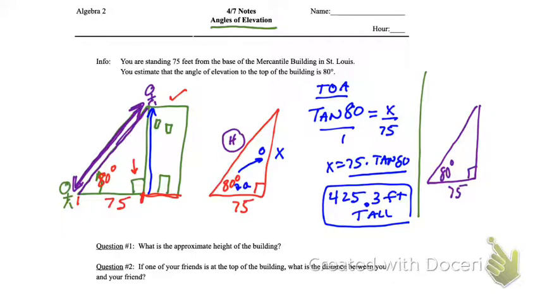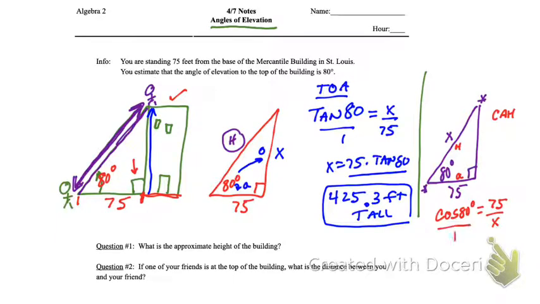So now for this second question, we'll just redraw my triangle so it's not so crowded. There's what we had, 75 feet from the base of the building, 80-degree angle of elevation. You would be down here, your friend would be up top. How far apart are you? It would be right there, which is the hypotenuse. So now you're dealing with adjacent and hypotenuse. What uses adjacent and hypotenuse? The cosine. So now we would say the cosine of 80 degrees equals our adjacent 75 over our hypotenuse x.